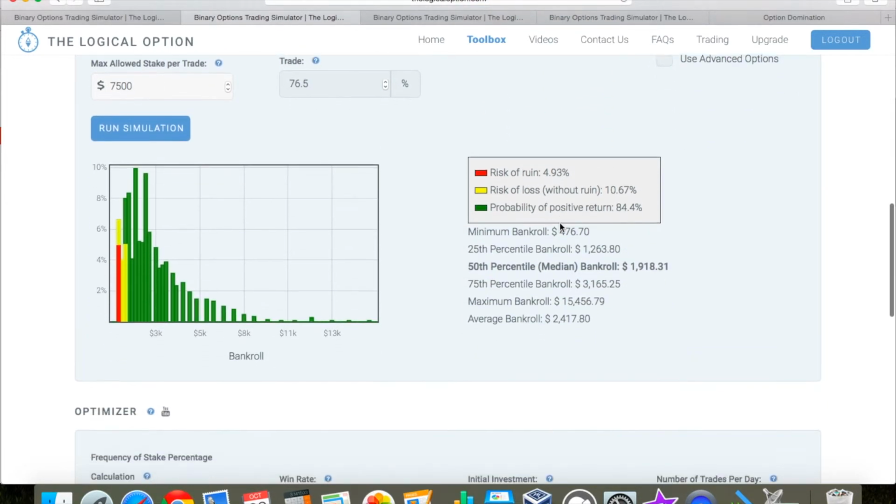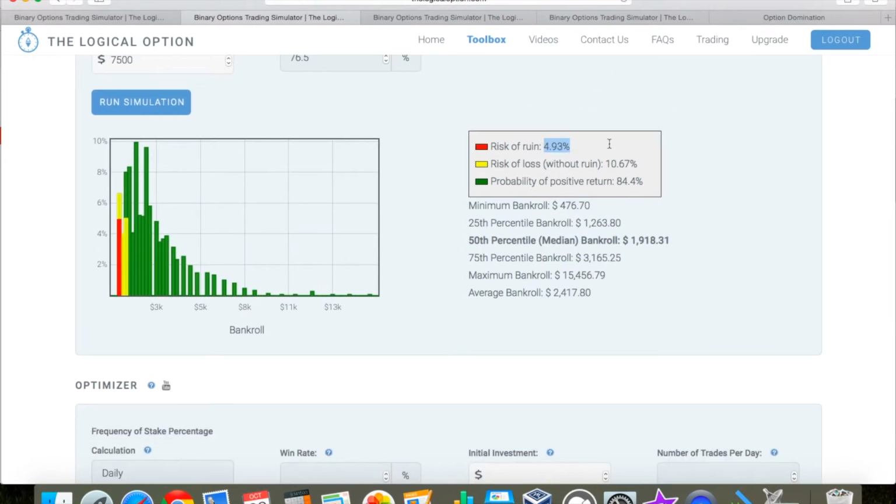So here's the results. As you can see, there's that about 5% risk of ruin that we optimized it for, with an additional almost 11% risk of loss. So overall, about 16% chance of losing money, and the median bankroll is about $1,900.